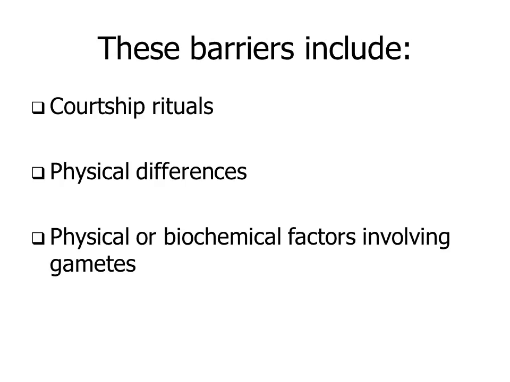Those are prezygotic barriers. Barriers for prezygotic would include courtship rituals, physical differences, and physical or biochemical factors involving the gametes. The gametes are, again, those eggs and sperm. So if the egg and sperm can't come together, then you have a prezygotic barrier.